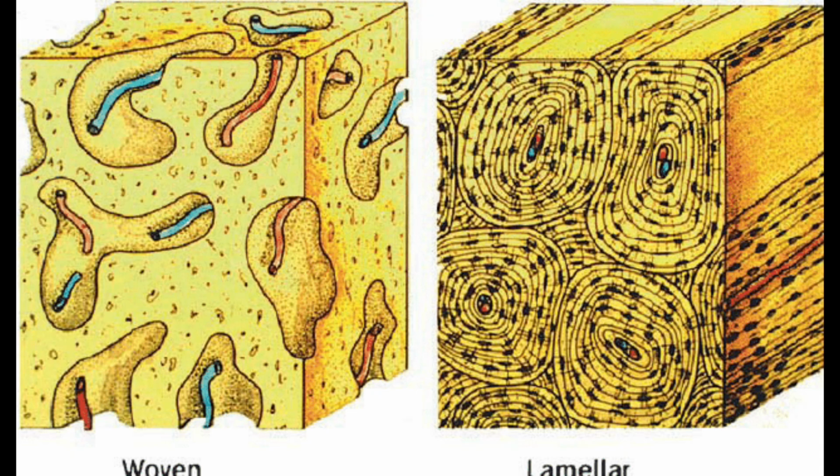After that, in this picture we can see the difference between the woven bone and the lamellar bone. In the lamellar bone we can see the proper structure, so there are proper osteons present. It is a lamellar bone, cortical bone. So there is the presence of a proper Haversian system, or osteons, there.